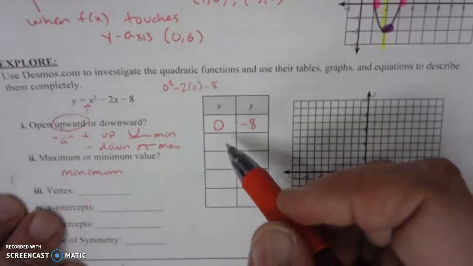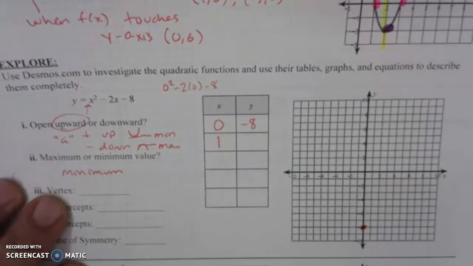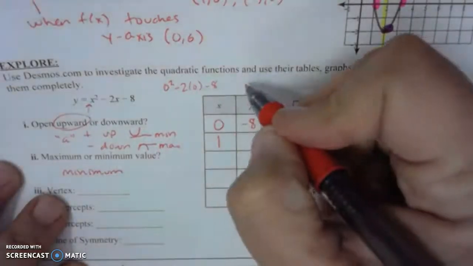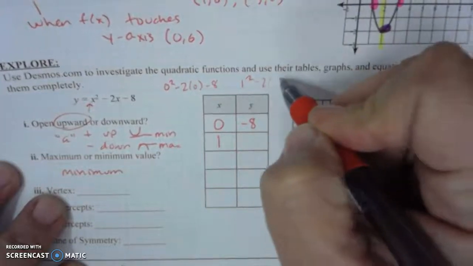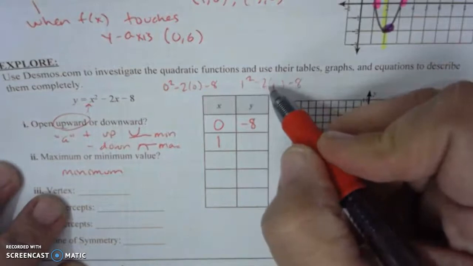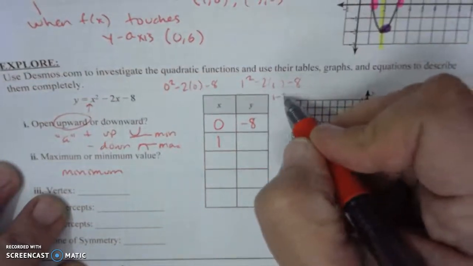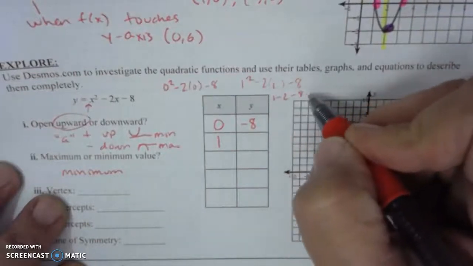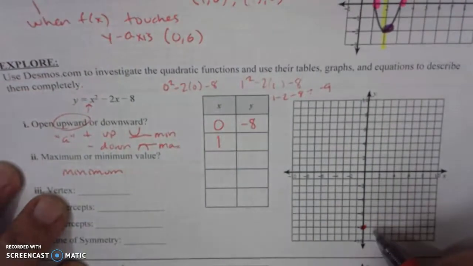I'm going to put another number in. I'm going to put the number 1 in. And we see that when we plug in 1 into this equation, I'm going to get 1 squared minus 2 times 1 minus 8. So I'm going to get 1 minus 2 is negative 1, minus 8. 1 minus 2 is negative 1, minus 8 is negative 9. So I'm going to get 1, negative 9 here.